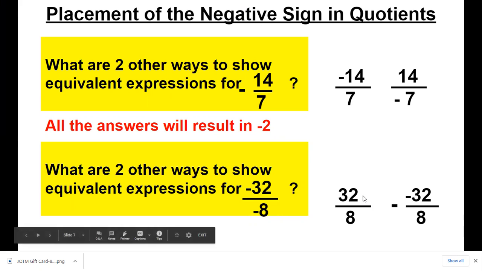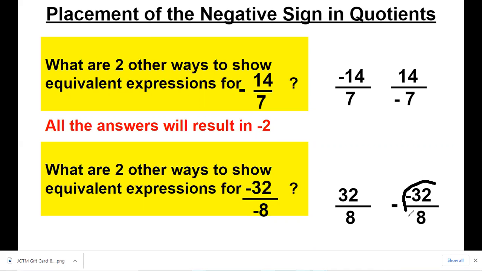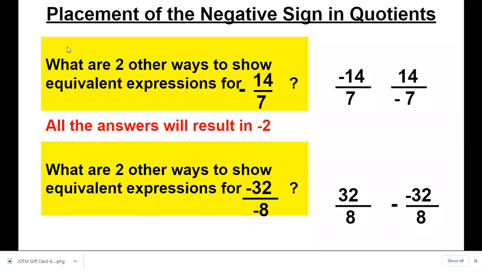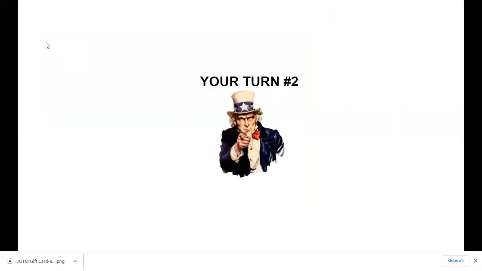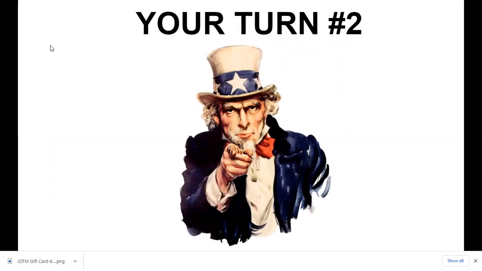Why does that work? Because 32 over 8 here, let's just look at this part. This part here is -32 divided by 8, which is going to be -4. Negative divided by a positive. But then you have this negative sign making it the opposite of what it currently is. So it's currently -4, so this extra negative makes it a +4. Okay, so those are two other ways to write that. All the answers will result in +4. Okay, you get a question like this. See you back in a moment.